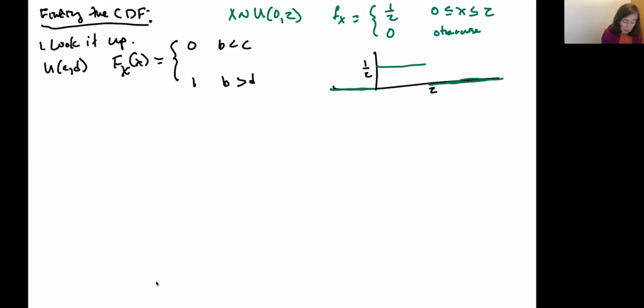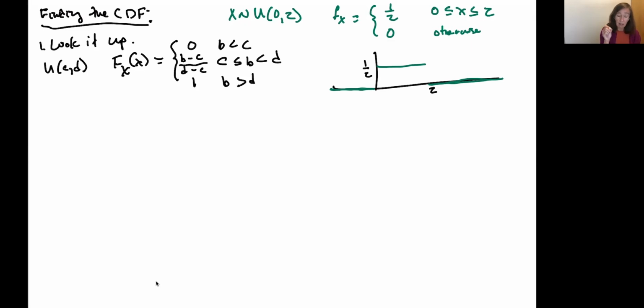And in between, when we're looking for a cumulative probability that x is less than something that is in between the lower bound, it's supposed to be C there, getting ahead of myself, C and D, the cumulative probability is B minus C over D minus C.